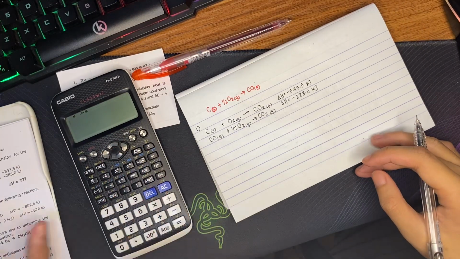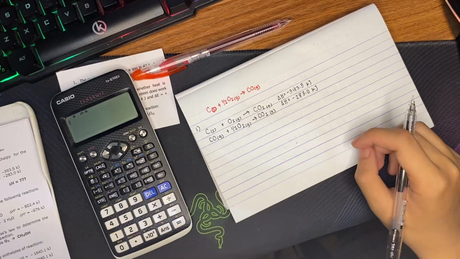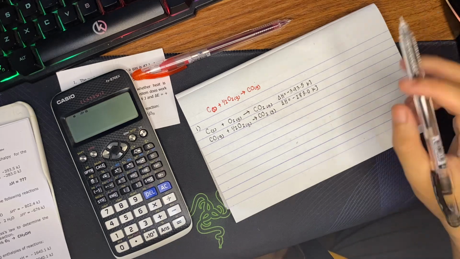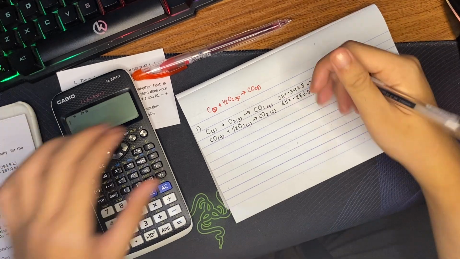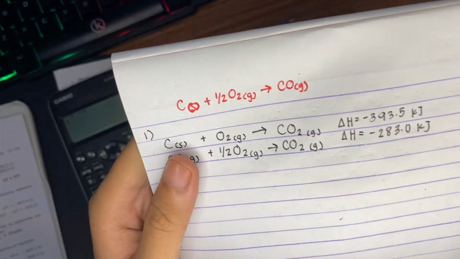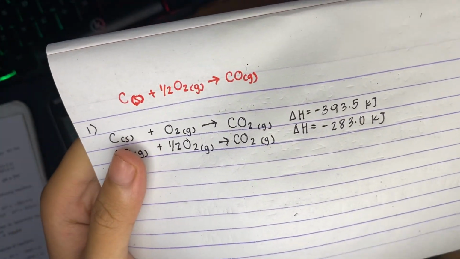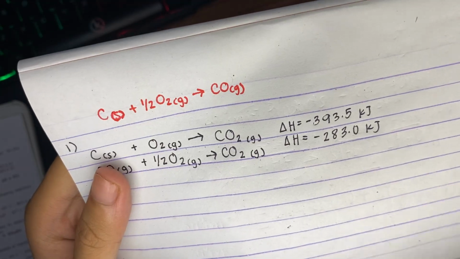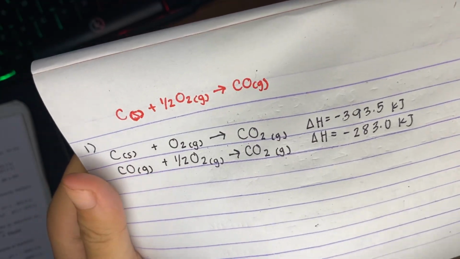So let's start. Using this data, let's calculate the enthalpy of the combustion of C to carbon monoxide, or carbon to CO. Now in this case, our target equation is the highlighted one, the color red one. It is C solid plus 1/2 O2 gas yields CO gas.